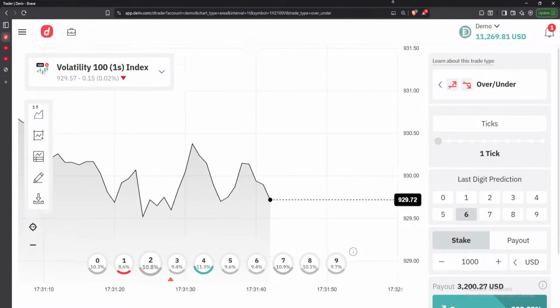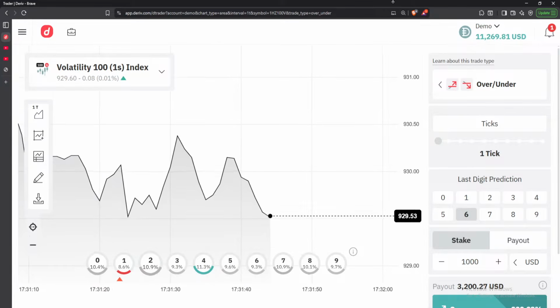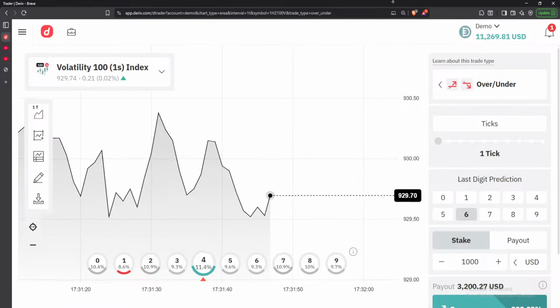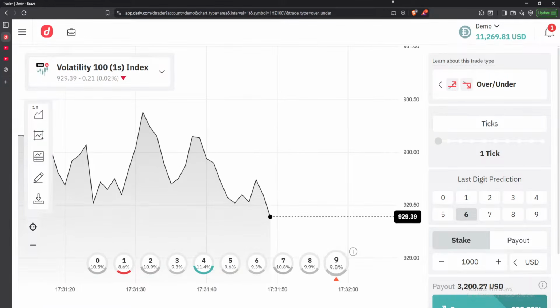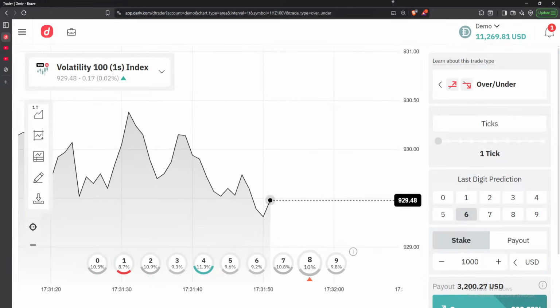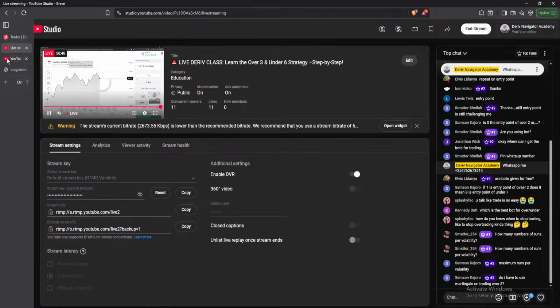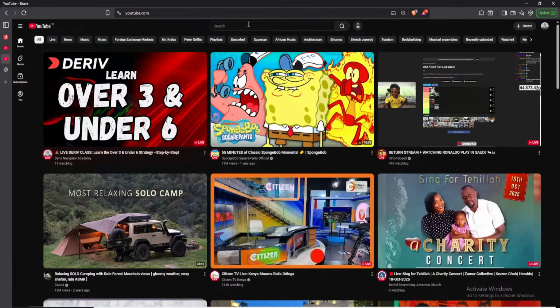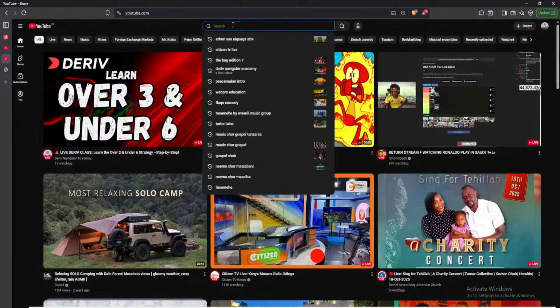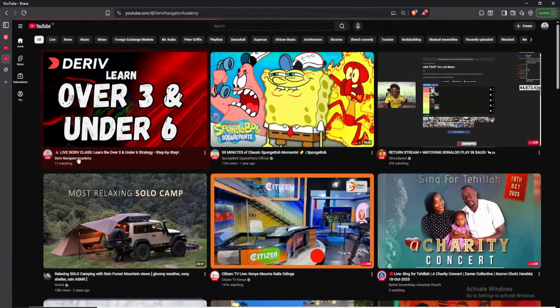So basically, guys, that is over 3 and under 6. For those who have joined and do not know how to trade over 3 and under 6, you can rewind a bit and you'll be able to see it. For those who need more explanation, the videos are on the channel, let me show you. As you can see right now, this is our live. So I'll click on it.